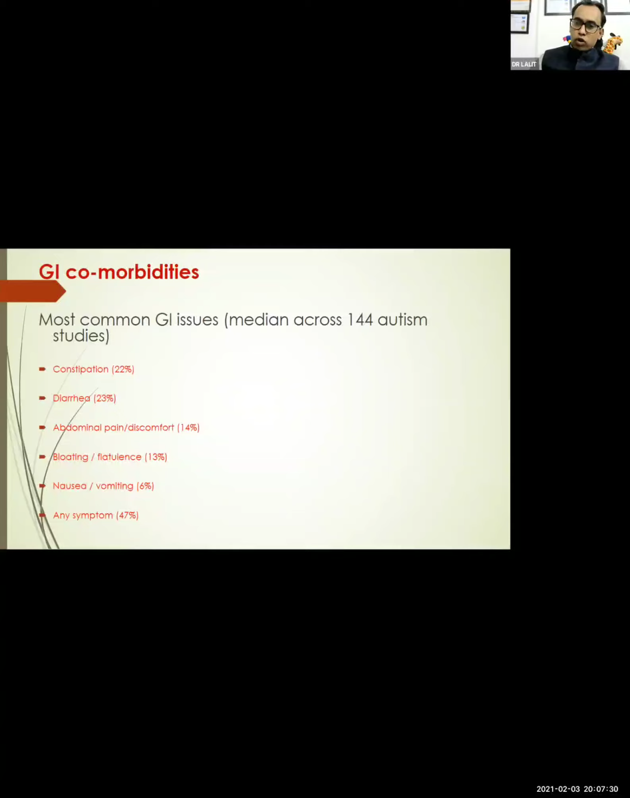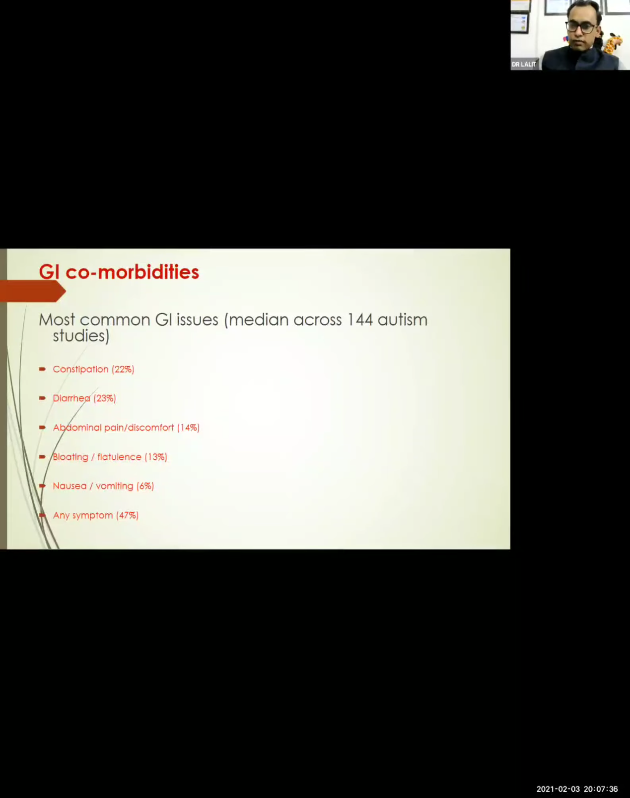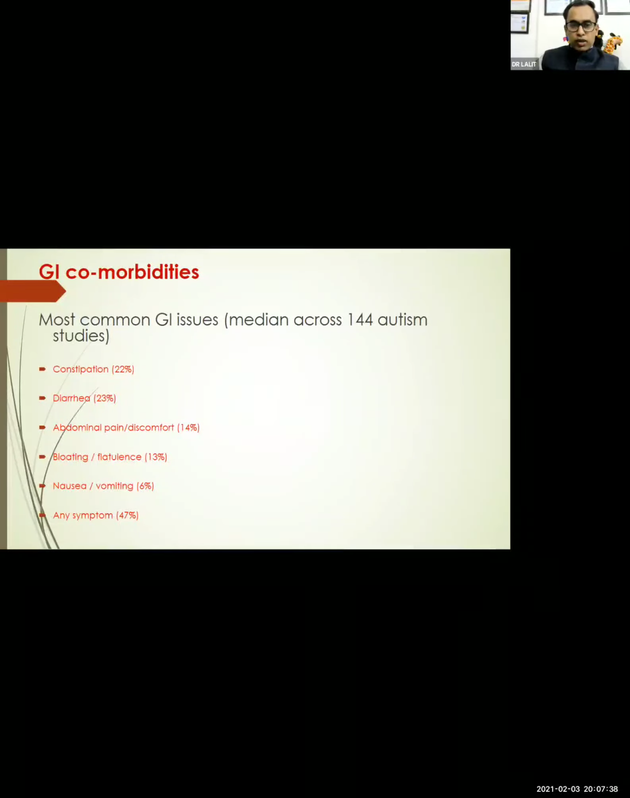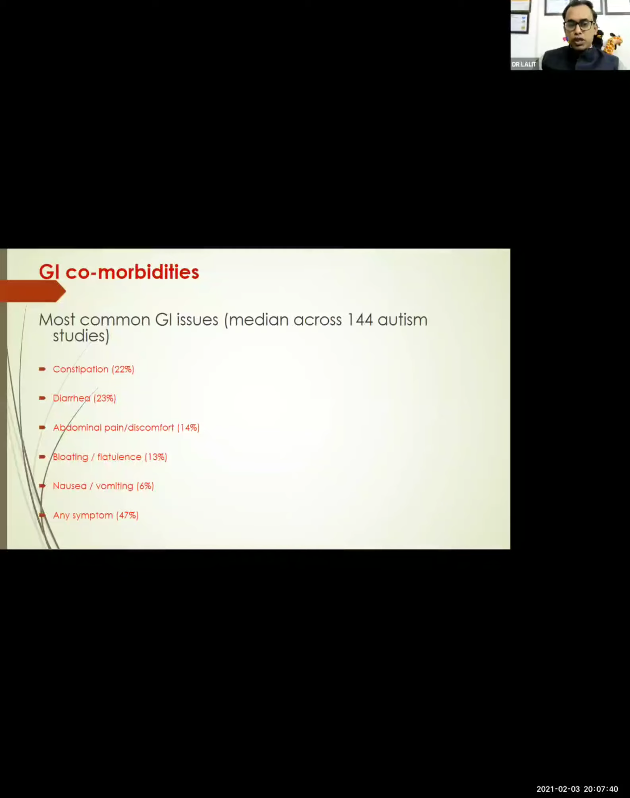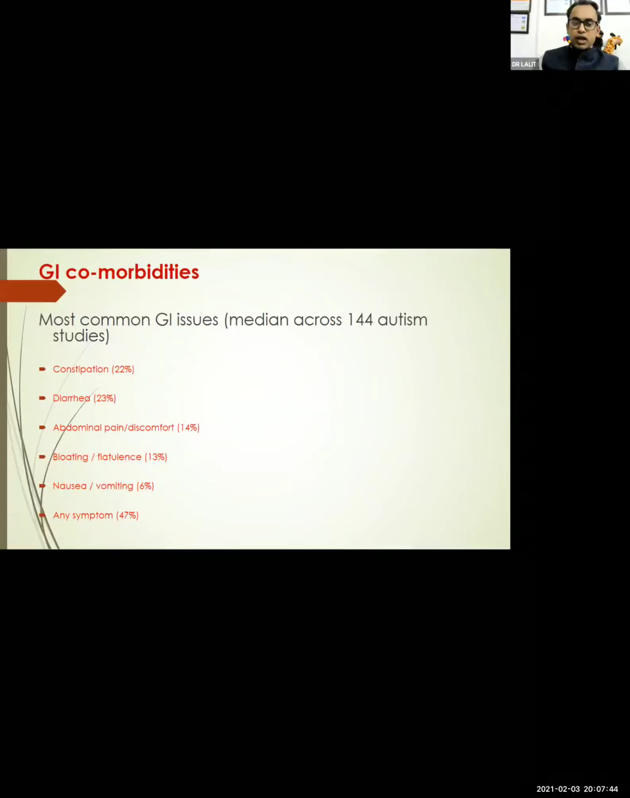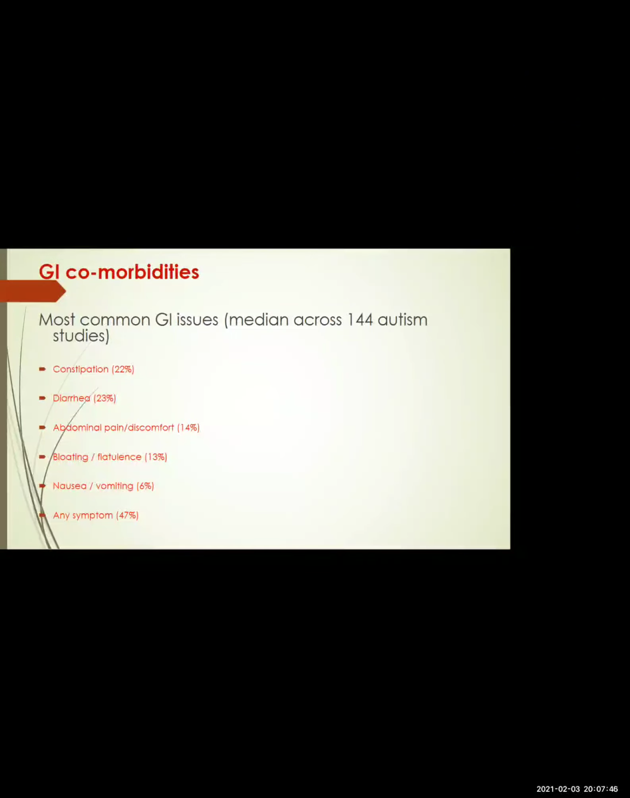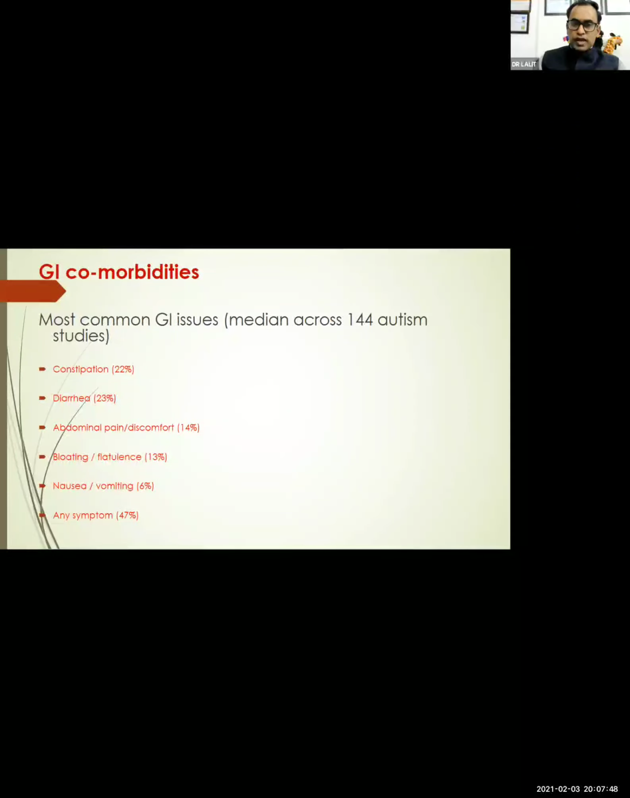So, what are the important GI comorbidities? They have taken the literature across 144 autism studies, and what they found was that the maximum percentage was of nausea and vomiting, probably because of the reflux, then constipation, diarrhea, abdominal pain or discomfort, and bloating issues. So, these were the most common symptoms associated with autism as a part of the GI spectrum.